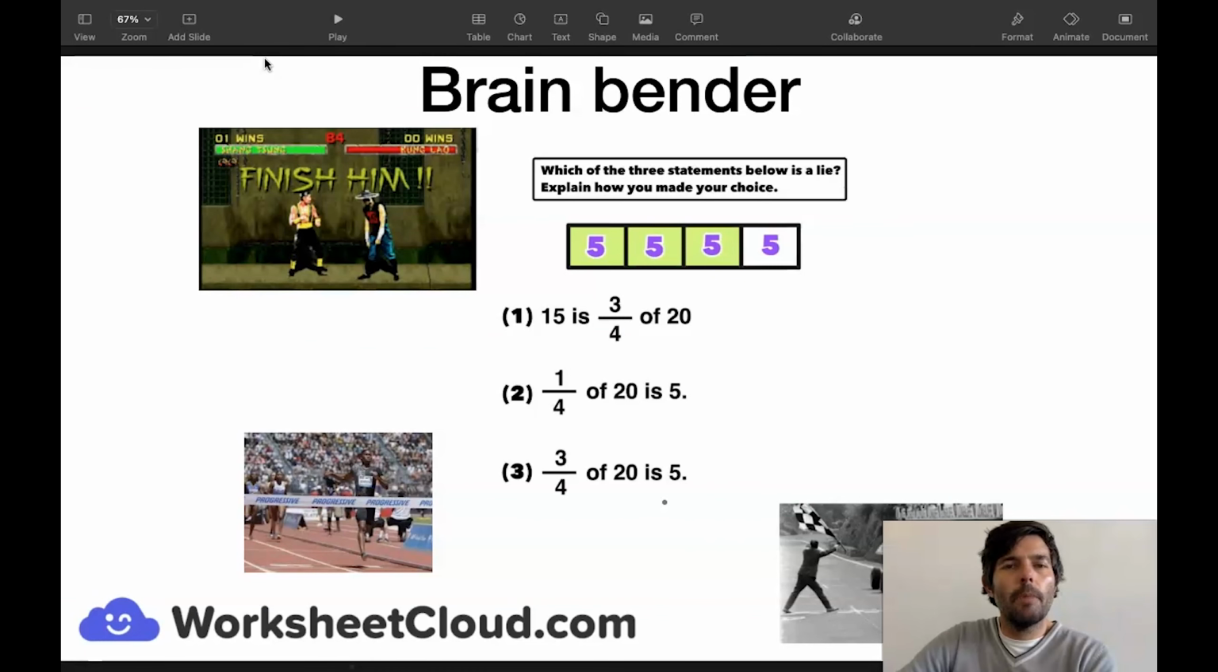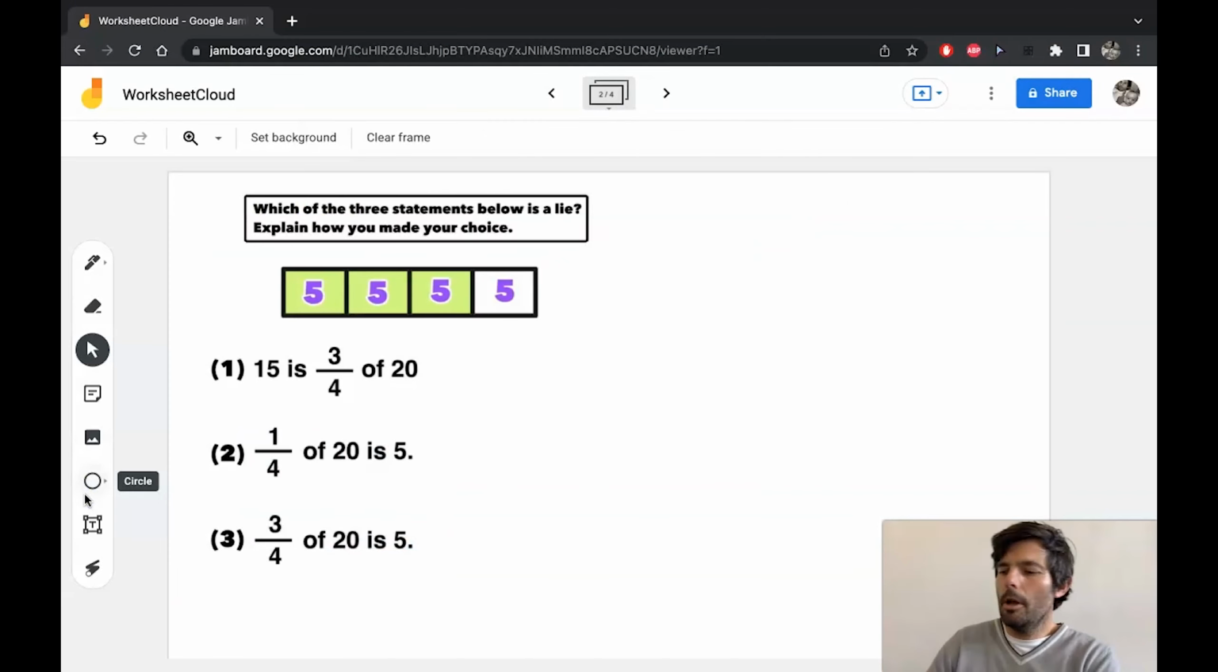Okay, guys, so our brain bender for today is again another 3 statements where 1 is a lie and 2 are true. So again, I'd like you to press pause, work through the challenge. Tell me when you find the lie, why it is a lie, and let's see how you guys get on. Okay, so which of the 3 statements below is a lie? Explain how you made your choice.